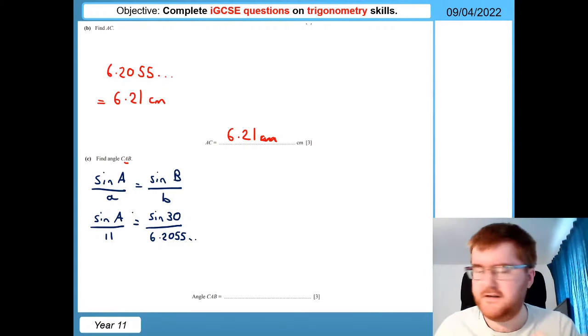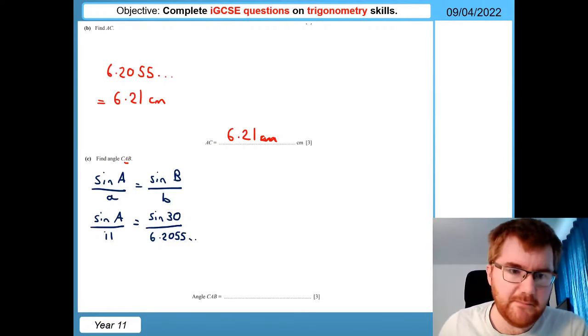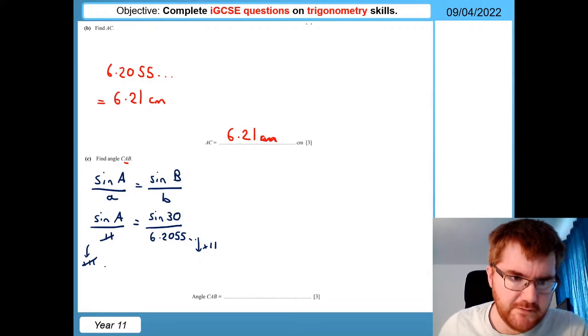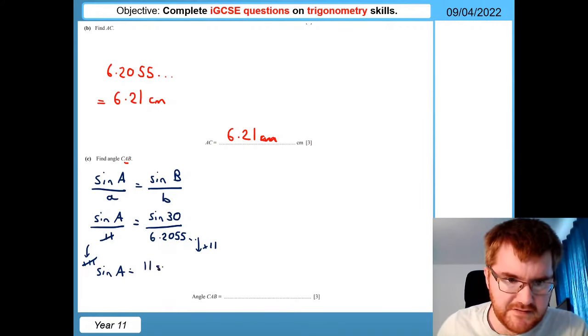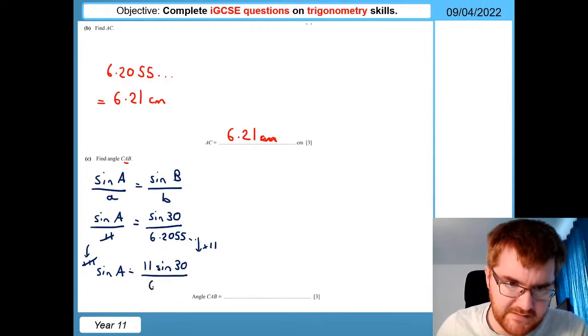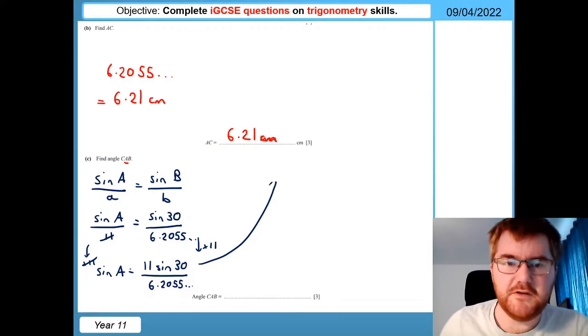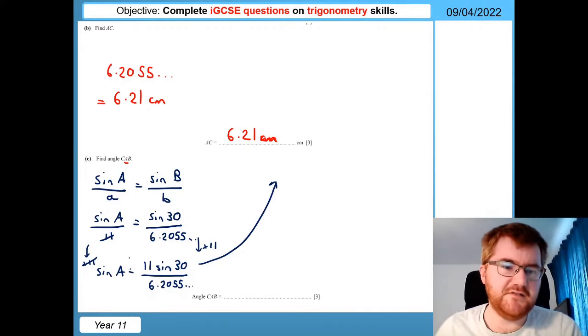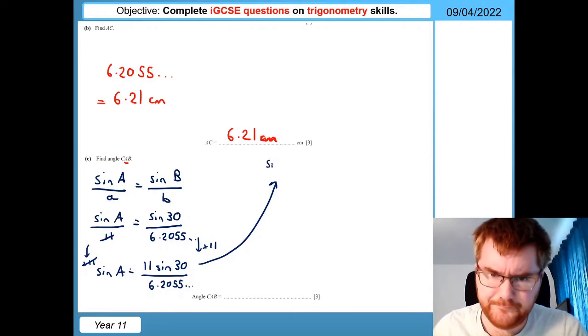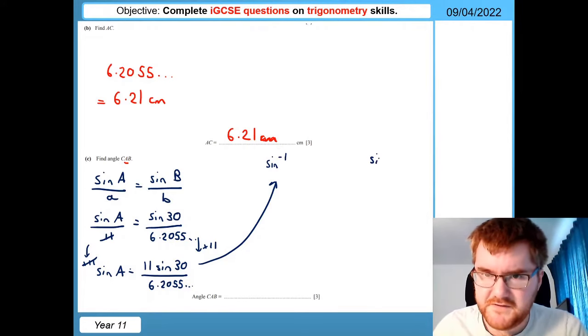Again, we want to get the sine on its own, so what's the opposite of dividing by 11? Well, we need to times by 11 on both sides. If we do that, then we get sine A is equal to 11 sine 30 over 6.2055. We're not quite done before we use the calculator. What's the opposite of sining something? Well, inverse sine on both sides.